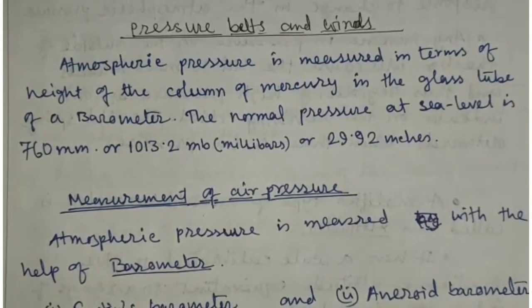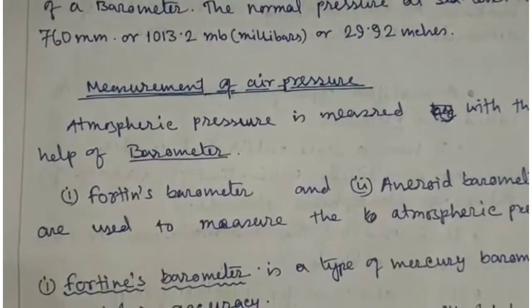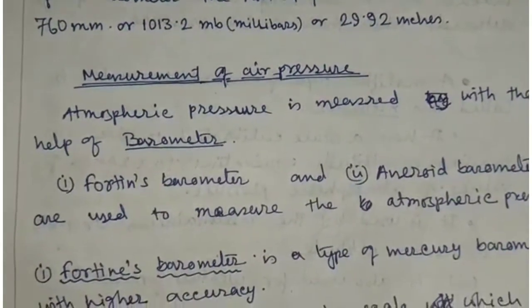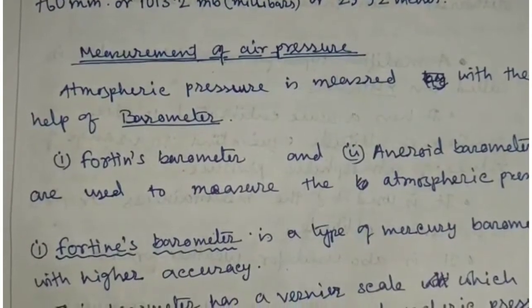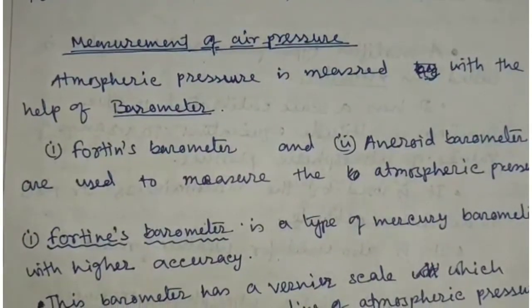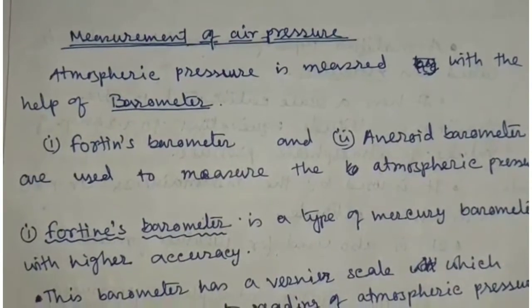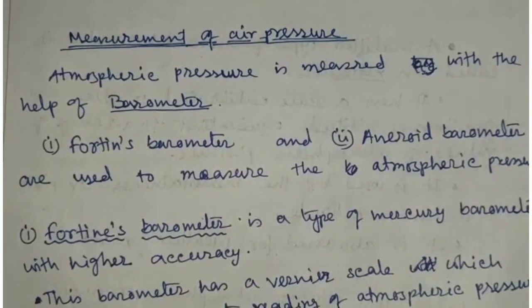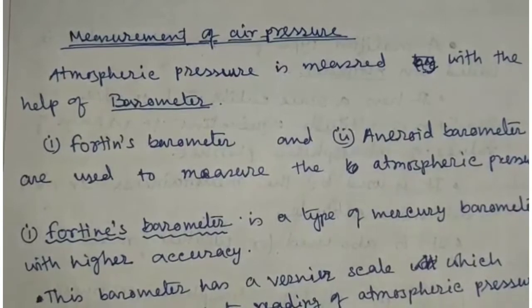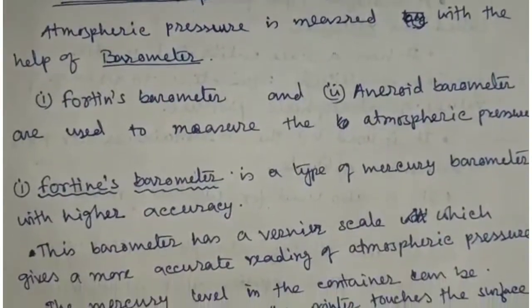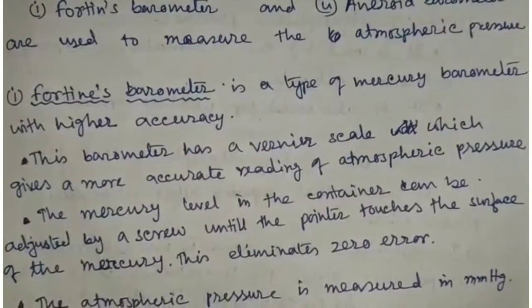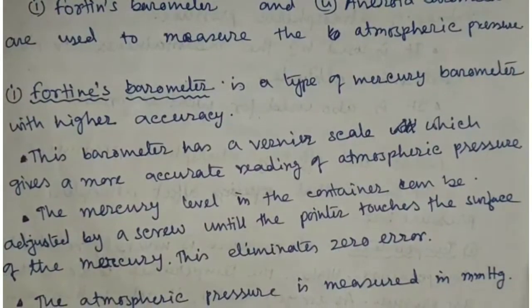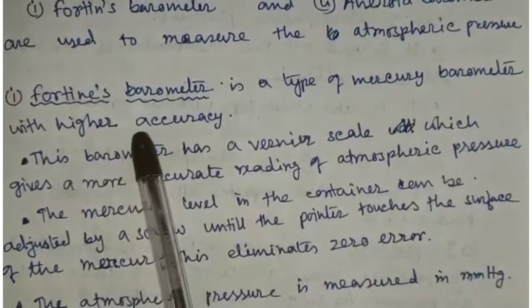Measurement of air pressure. Atmospheric pressure is measured with the help of a barometer. Some barometers, the Fortin barometer and the aneroid barometer, are used to measure atmospheric pressure. Now let's discuss the Fortin barometer. The Fortin barometer is a type of mercury barometer with higher accuracy.